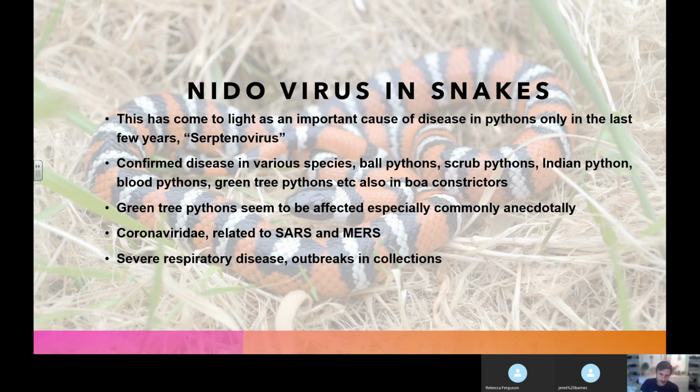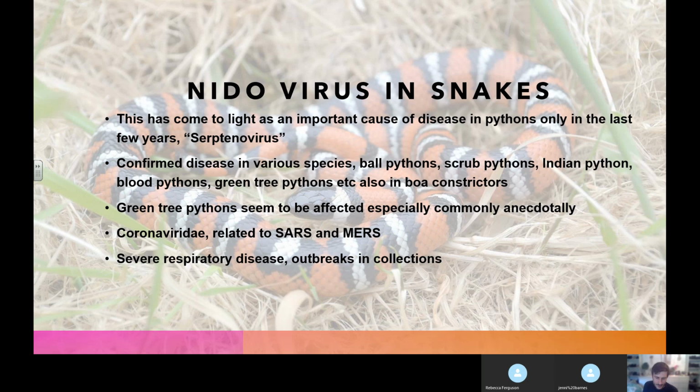So I think arenavirus and inclusion body disease is still probably by far and away the most common sort of viral disease that we see on a day-to-day basis in private collections. But there's this second viral disease that is very much up and coming, and that's nidovirus, which you'll often also see described as serpentovirus. So serpentovirus is nidovirus. Nidovirus causes it. And that is a virus that we've literally only found out about in the last 5 years, I would say.